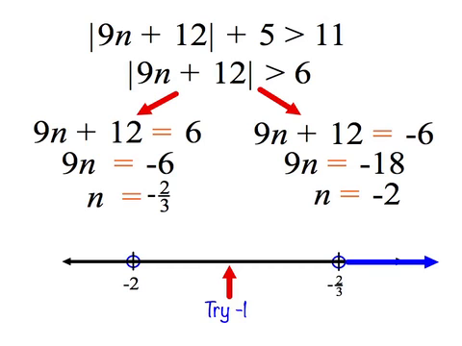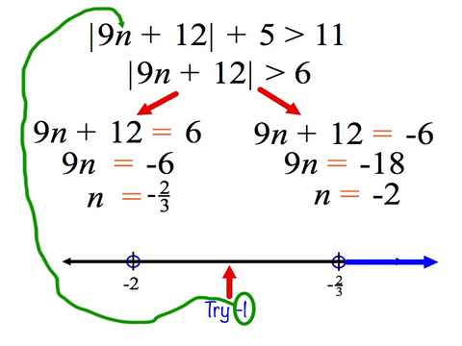Now we try a number in between. Negative 1 works, and we substitute that in. And 9 times negative 1 is negative 9. Negative 9 plus 12 is positive 3. The absolute value is still 3. 3 plus 5 is 8. We have another true or false. Is 8 greater than 11? It is not. So we don't shade this area in.